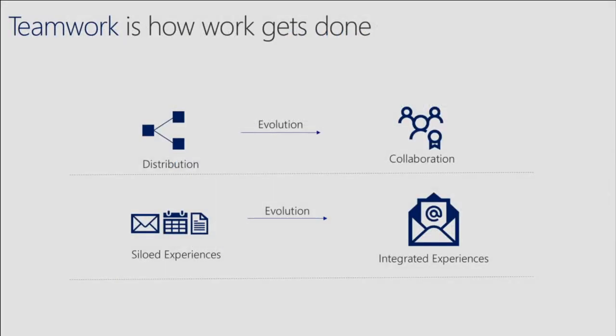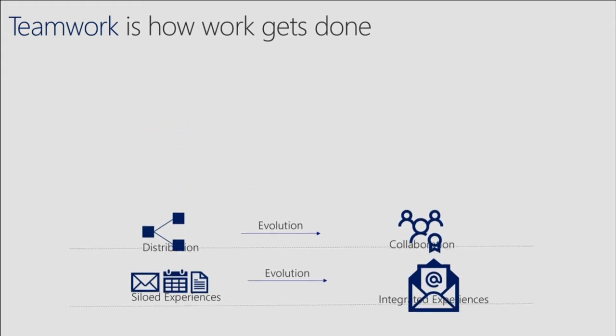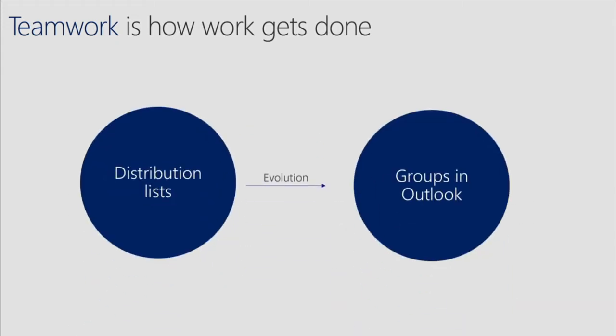So, enough said. To recap, teamwork is how work gets done. We went from distribution up to a state of collaboration. We need integrated experiences today, and therefore, we need to move from distribution lists to groups in Outlook.